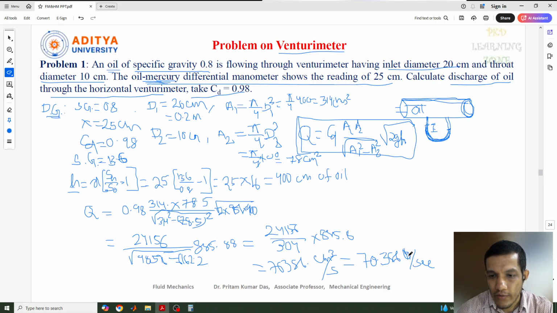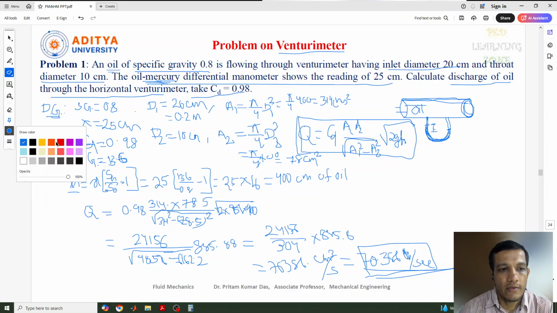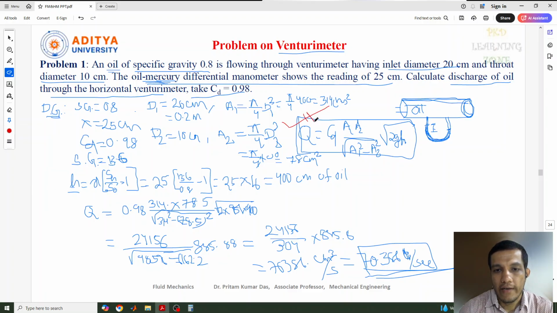Because discharge we know can be written in terms of meter cube per second, or in liter per second. So this is the final answer of the discharge: 70 liter per second of oil should come out from the pipe. So I hope you understand how to solve the problem in the Venturimeter. The main thing is the equation we got in the Euler derivation. This is one important thing, and another is how to find out this head, the pressure head value H. That is required to calculate.